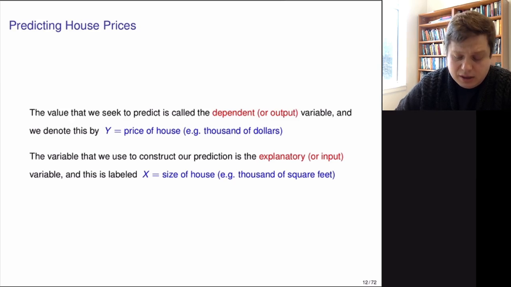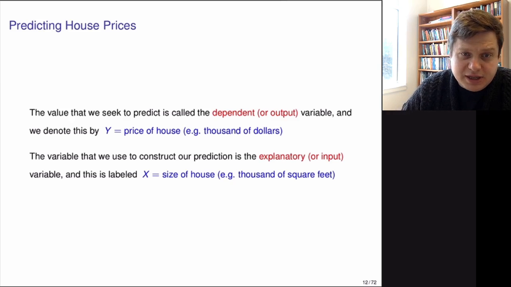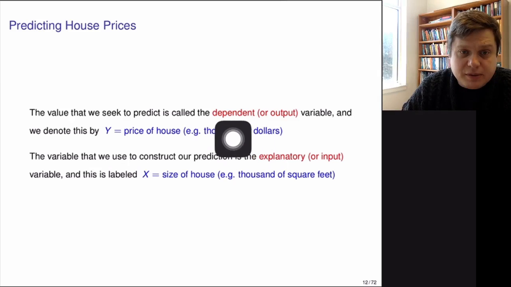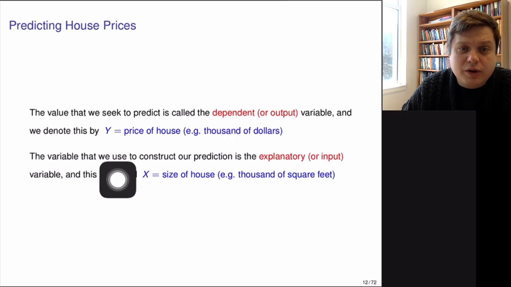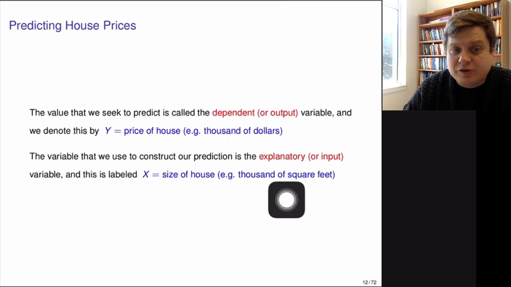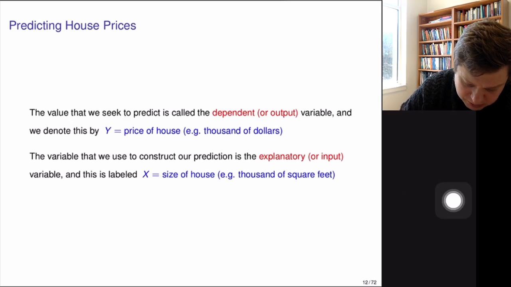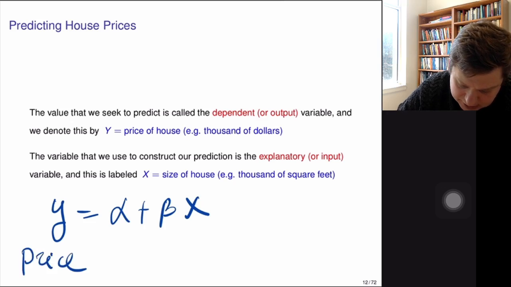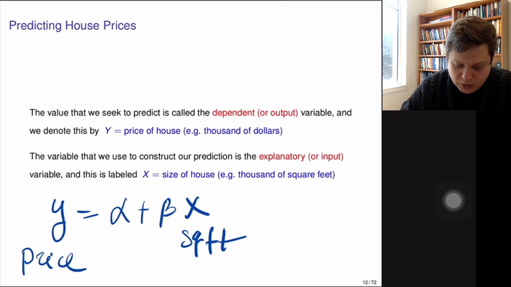So again, let's go back to the terminology in the context of housing prices. We would like to predict the output, which is the housing price, and we call it the dependent variable or the output. And the variable that we're going to use, our explanatory variable or input, is the size of the house, in thousands of square feet. Just two variables, right? So we want to build a model y equals alpha plus beta x, where y is the price and x is the square footage of the house. And we're going to use this linear relationship.